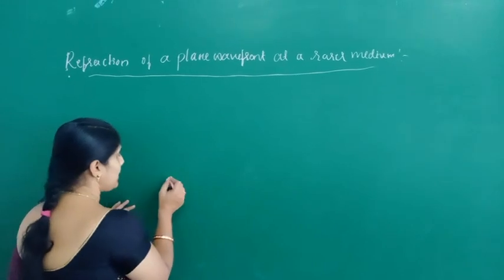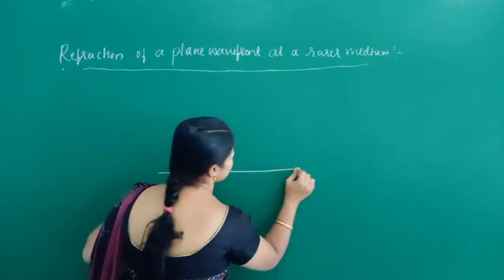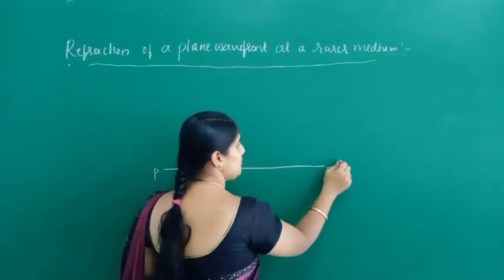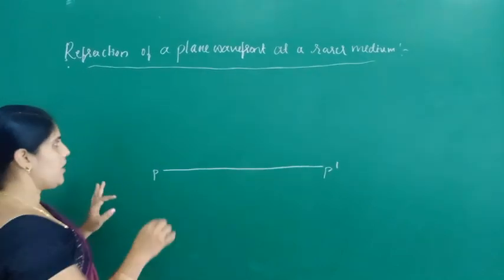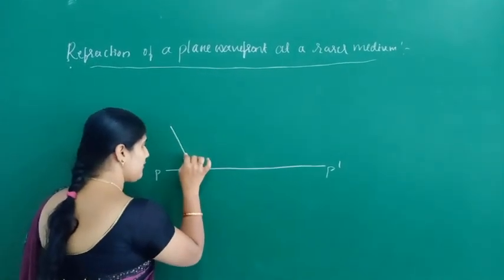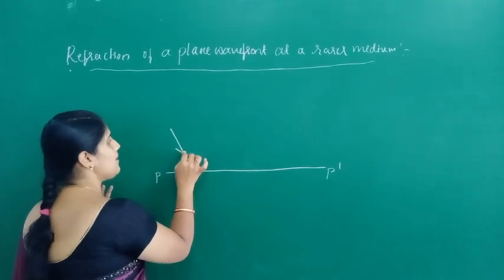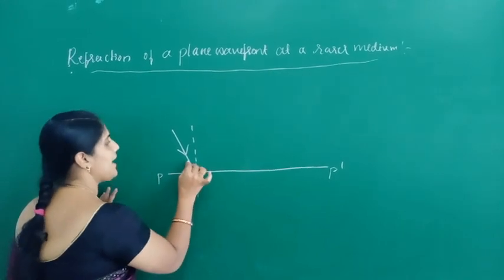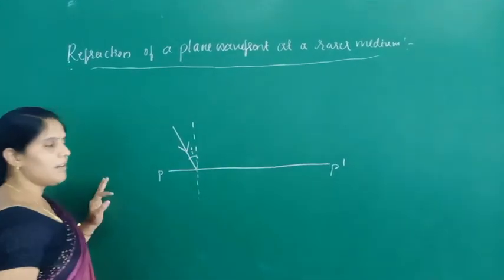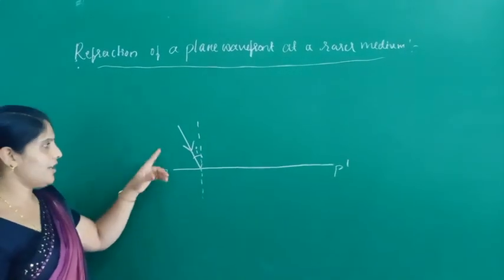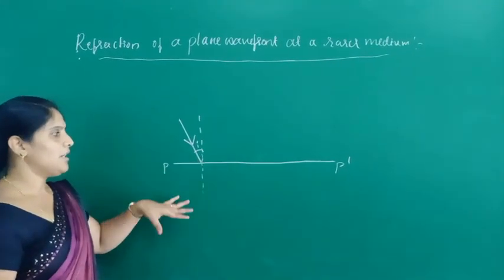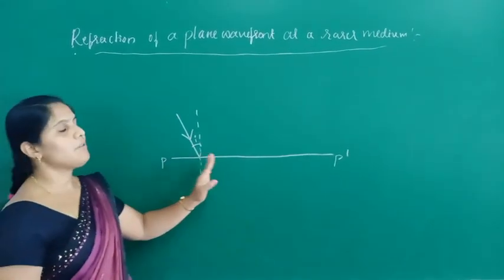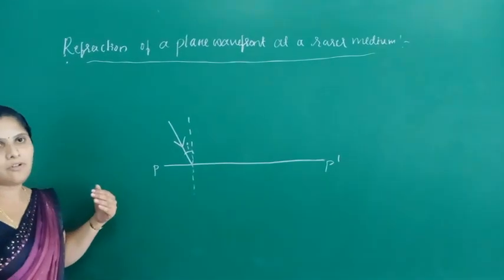Okay. So for that, let's draw an interface. Let us call this interface P dash. When a ray of light is incident on the interface of two media, this is our incident ray. Let's draw a normal here. So this is the angle of incidence i. In ray optics, we discussed that when a light ray travels from one medium to another medium, it undergoes refraction. If its velocity increases, it bends away from the normal. If its velocity decreases, it bends towards the normal.